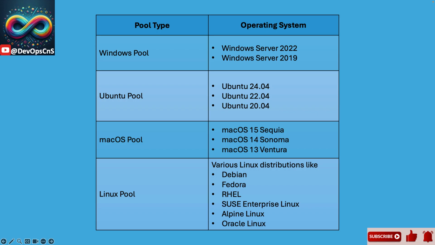Next is Red Hat, which is the Linux pools. It supports various distributions like Debian, Fedora, RHEL, Alpine Linux, Oracle, or SUSE Enterprise Linux. Same as Ubuntu, it is best for Python, Node.js, and Java applications. It includes tools like Docker, Kubernetes, and the .NET Core platform. It is preferred for containerized workloads and Kubernetes cloud native applications. It includes package managers like apt, npm, and pip.